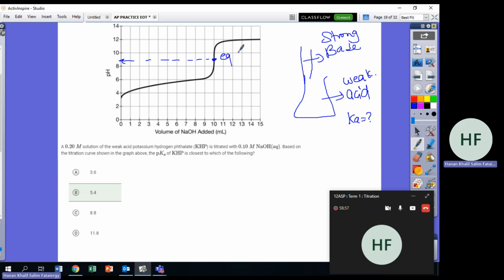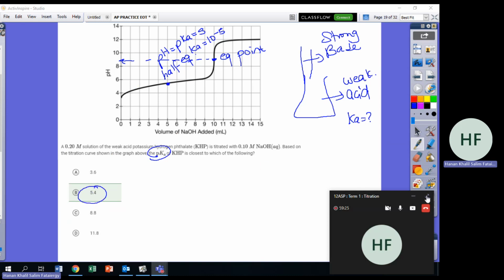This is the equivalence point. Equivalence point is at 10. Half of 10 is 5, so this is the half equivalence. At half equivalence pH is equal to pKa, which is equal to 5. So Ka is equal to 10 power minus 5. He wants the pKa, which is approximately 5. Okay, so we'll choose 5.3.